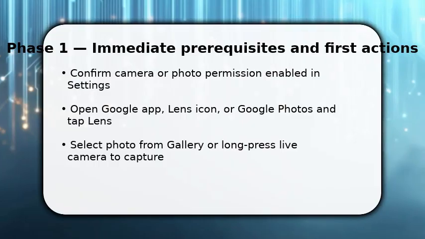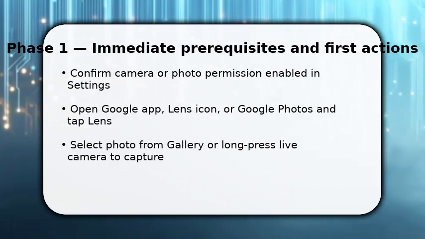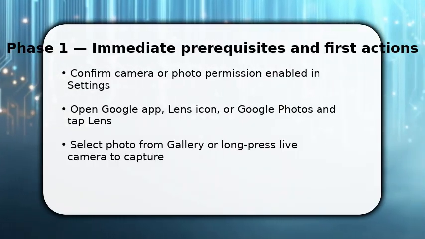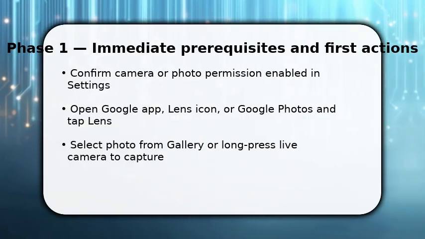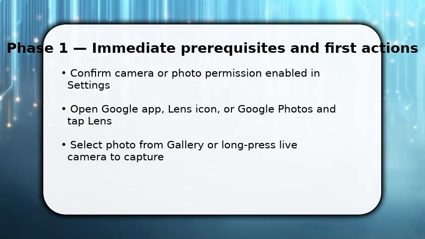You start by opening the Google Lens interface. Allow camera and photo access if prompted. Tap the lens icon in the Google app or open Google Photos and choose the image you want.